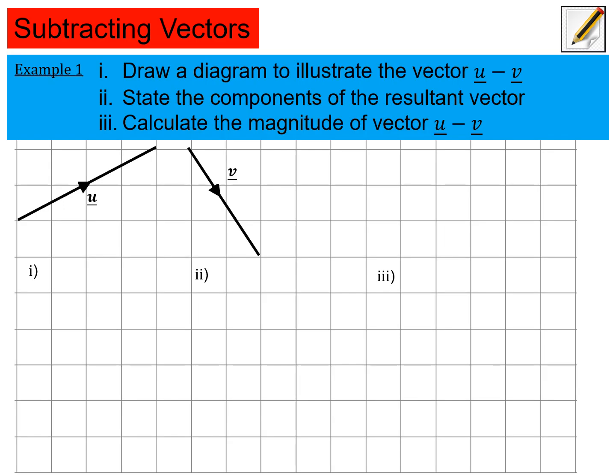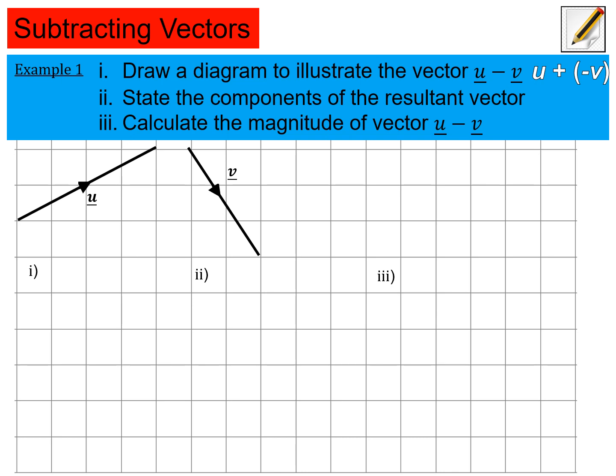Right, let's have a go at some examples then of subtracting vectors. So here we have example 1, and we are asked to draw a diagram to represent the vector u subtract v. Remember, we said we need to think of that as u add negative v. We want to state the components of the resultant vector, so remember that's just the column vector for u subtract v, and then we want to calculate the magnitude of u subtract v.